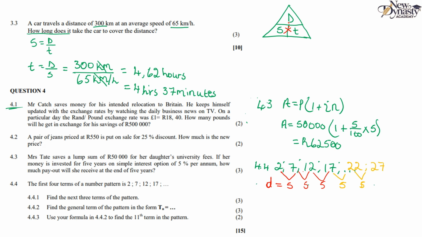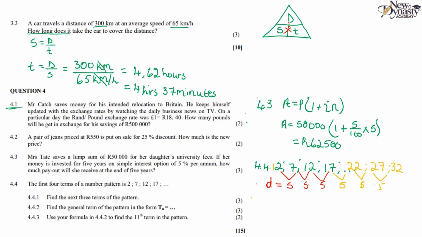Then we add also 5 here to 27, and that gives us the value of 32. And that's how you write the next 3 terms. I hope you do understand that, grade 8. So that is 4.4.1 answering that.